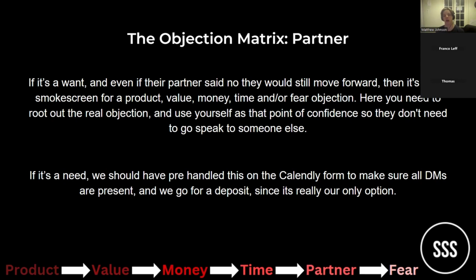And if it's a need, first of all, when it comes to the partner objection, the best weapon you have here is prevention, right? By asking the question on the calendar form, are you the sole decision maker? Or asking the question on the cold call, or at the start of the sales call. That's going to be your best prevention here. But if it's a need, and they have a business partner that's 50-50 with them, and they didn't tell you about it, then, as I said, we should have pre-handled this on the calendar form to make sure all DMs, decision makers, are present. And of course, if it's a need, then our only real option is to go for a deposit, right? $97 deposit to hold the price in.